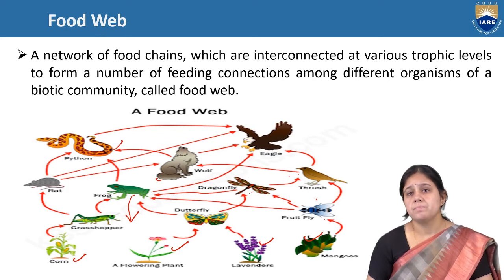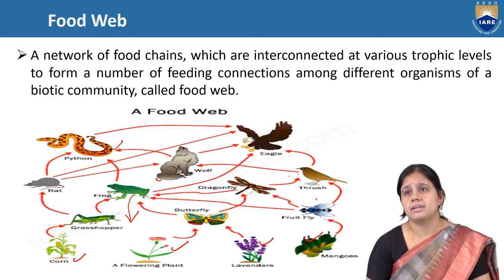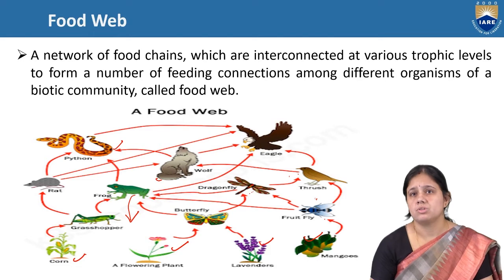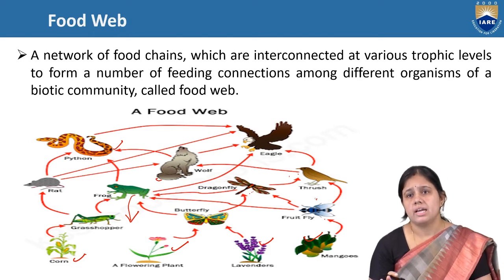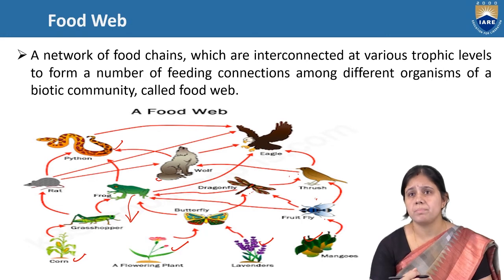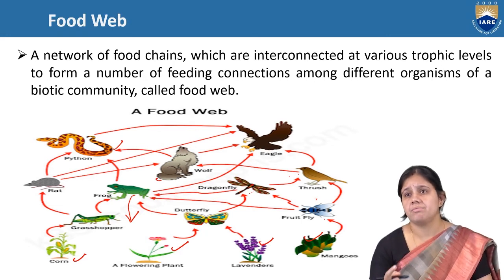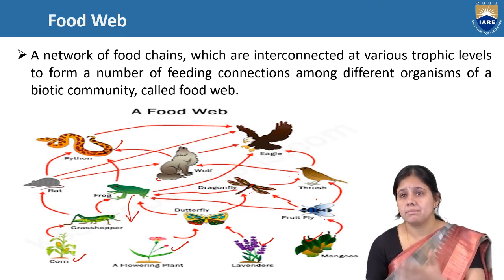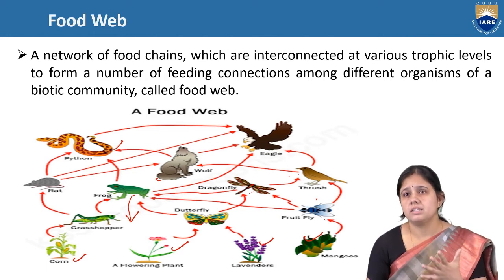You can see that all organisms are interconnected at various trophic levels to form a number of feeding connections, and they are forming different feeding connections at the different trophic levels among the organisms of a biotic community. You can see that a frog can be directly eaten by an eagle also. The food chain only represents the feeding connection of an organism at a trophic level. This is the basic thing of a food web.